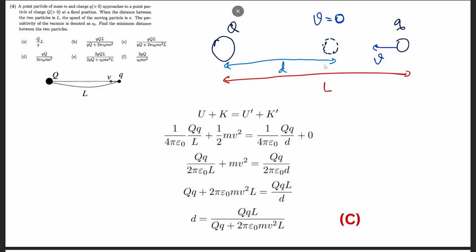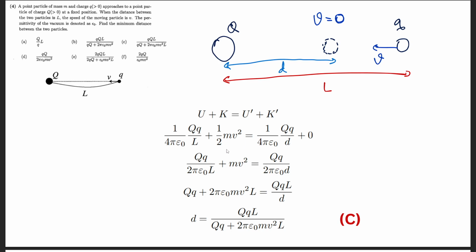We can write the potential energy at the minimum distance as 1 over 4 pi epsilon naught times big Q times small q over d, because the distance here is d, plus, since the speed is 0 at the minimum distance, a half times m v squared is 0, so the whole kinetic energy is 0. So we can solve this in terms of d.